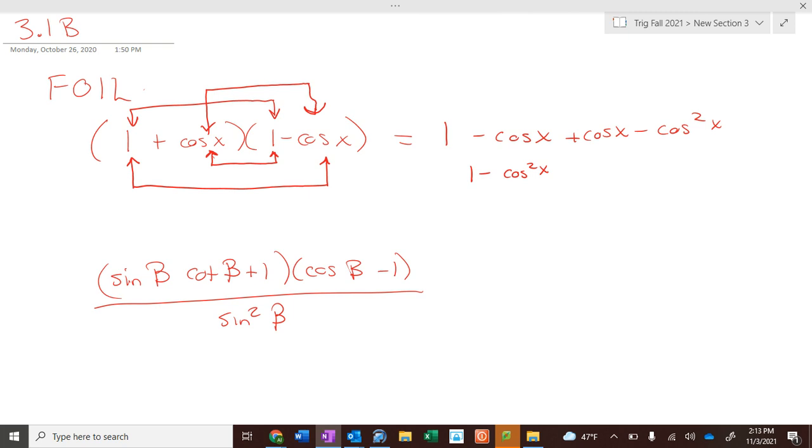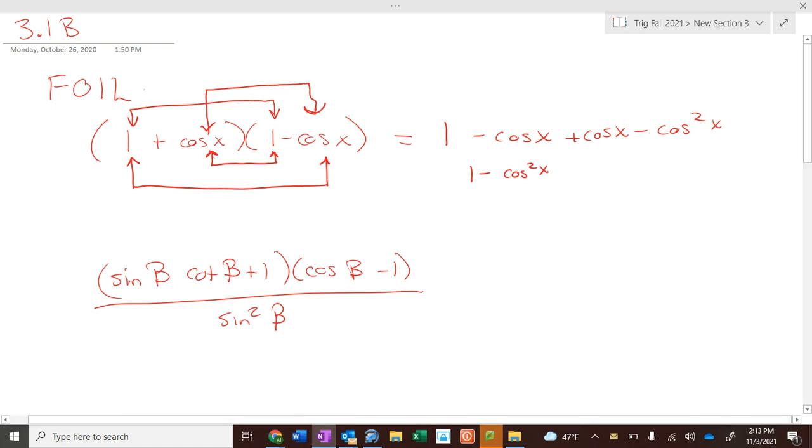What Pythagorean identity is it like? Sine squared of x plus cosine squared of x equals 1. If you subtract cosine squared from each side, what do you have? Sine squared of x. That's what that winds up to be.